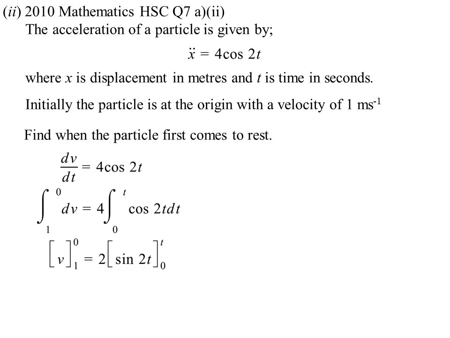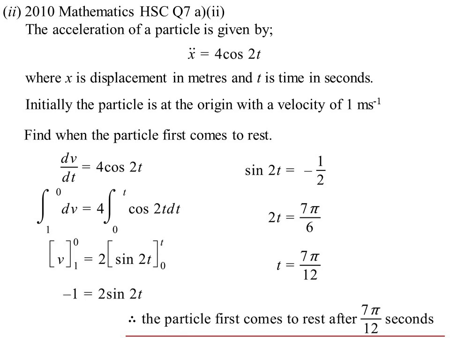The left-hand side just becomes V, right-hand side integrate cos, we get sine. So -1 is 2 sine 2t. We've got ourselves a trig equation to solve. Now, of course, there are infinite number of answers to a trig equation because it goes round and round and round. But they've told us the first time. So the first time, we're assuming t will be positive, it would be 7 pi on 6. So when we divide by 2, we get 7 pi on 12. So it comes to rest after 7 pi on 12 seconds.